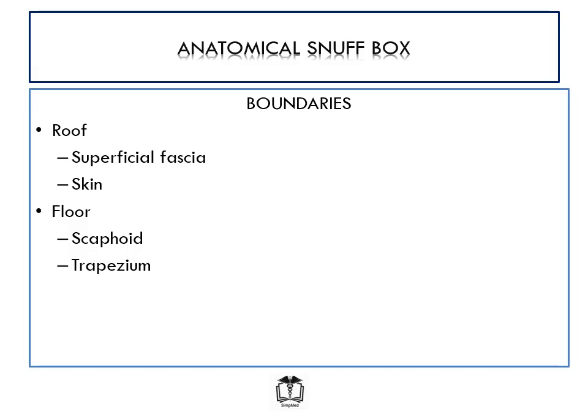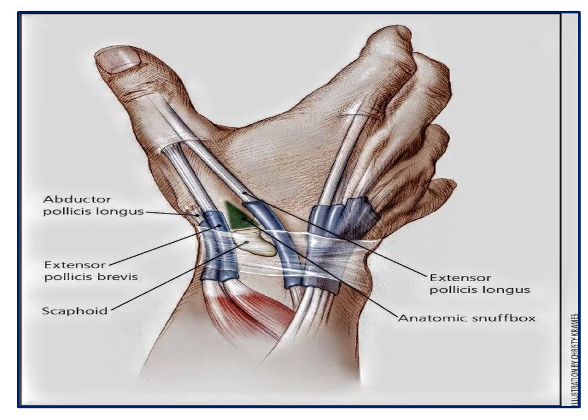The roof and the floor of the anatomical snuffbox are formed by multiple structures. The roof is formed by skin and superficial fascia. The floor, whereas, is formed by the carpal bones on the lateral side, which include the scaphoid and the trapezium.